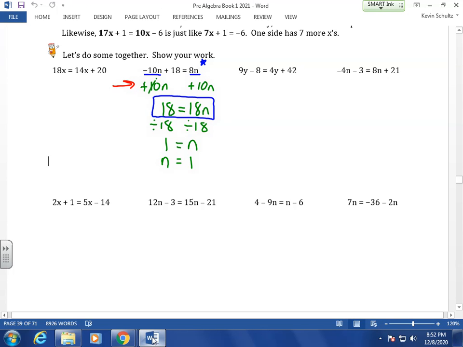So let's look at the next one. 9y minus 8 equals 4y plus 42. Look where the equal sign is. Look at how many y's are on the left, how many y's are on the right. In this case, it really doesn't matter which side we move the y's to, since we have constants on both sides anyway. Whether we move our 9y's to join the 4y's on the right, that's an option.